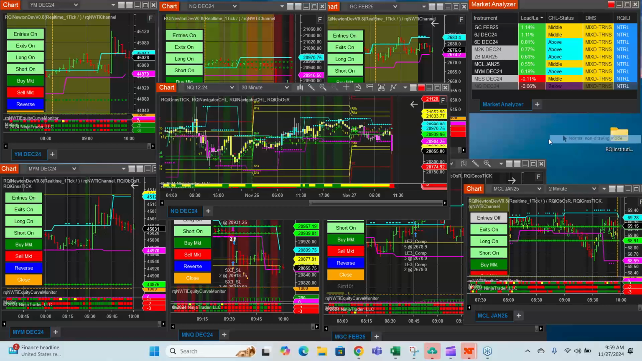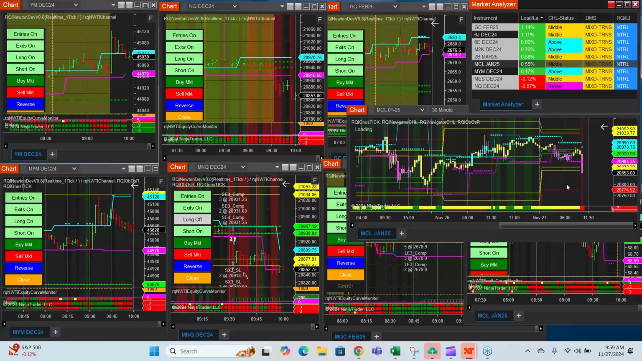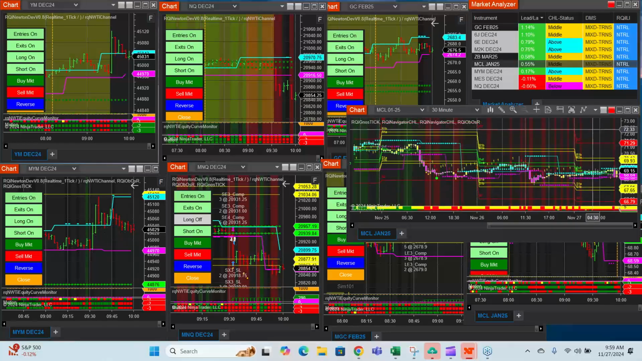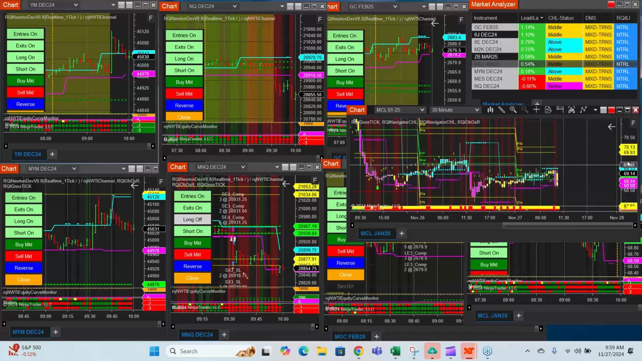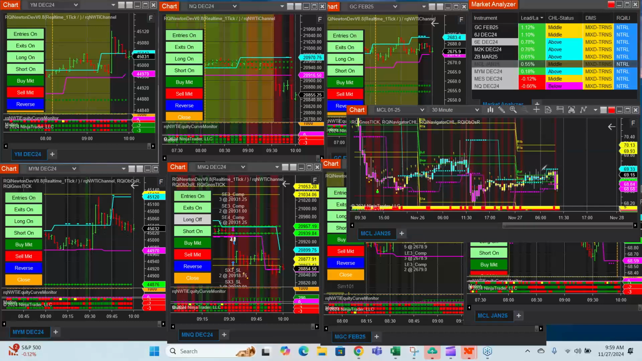The selection doesn't always work, but it works more often than not. It did not work for crude. Crude looked like it was possibly trading out of the overnight range. Mind you, it's been bearish, but nonetheless, there was an opportunity here, and that's why I turned it on, and it didn't work.